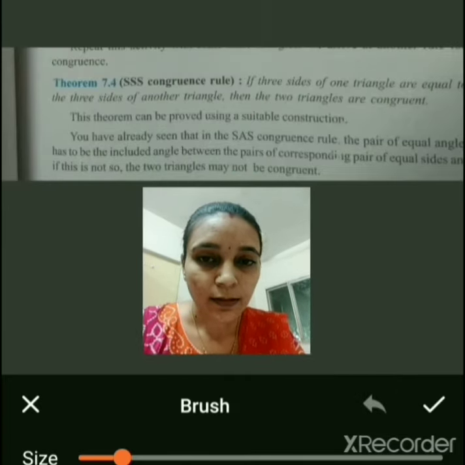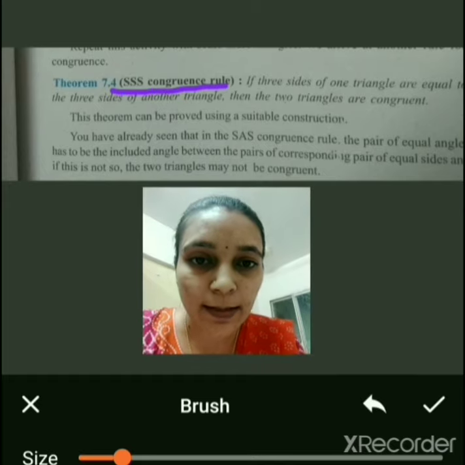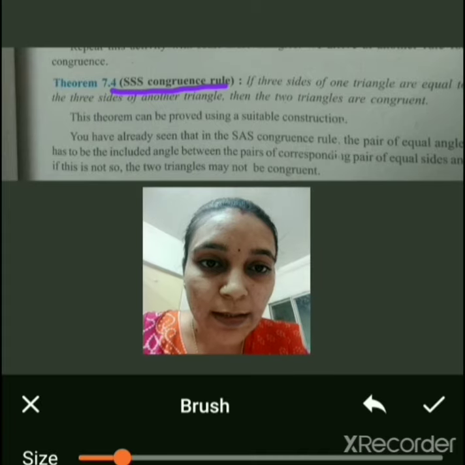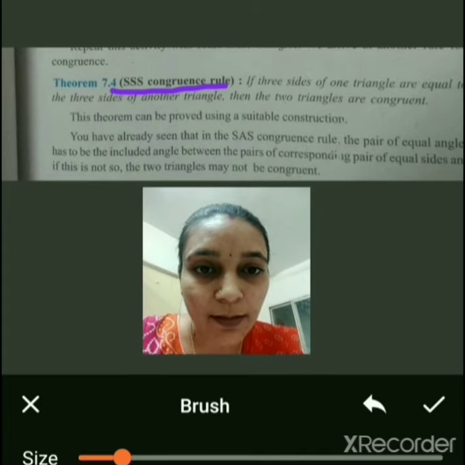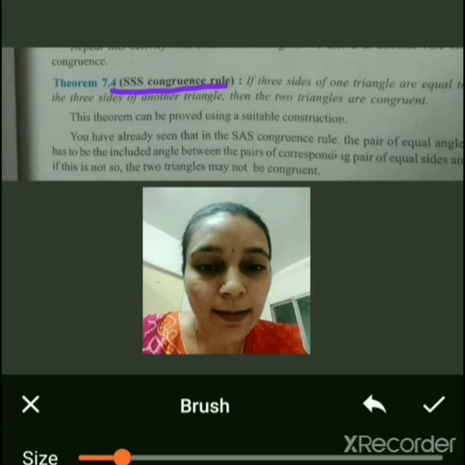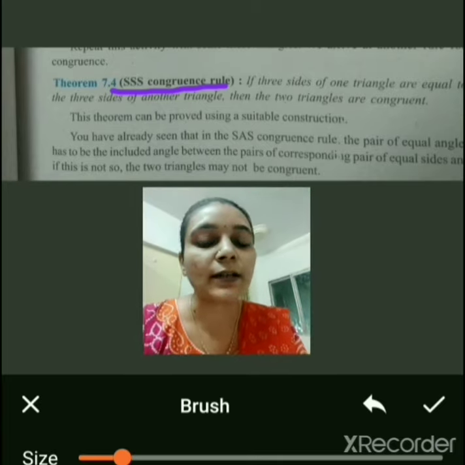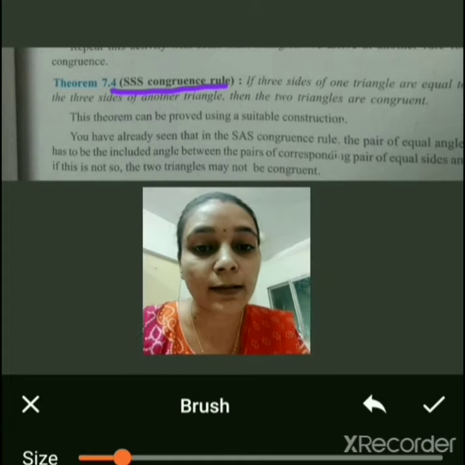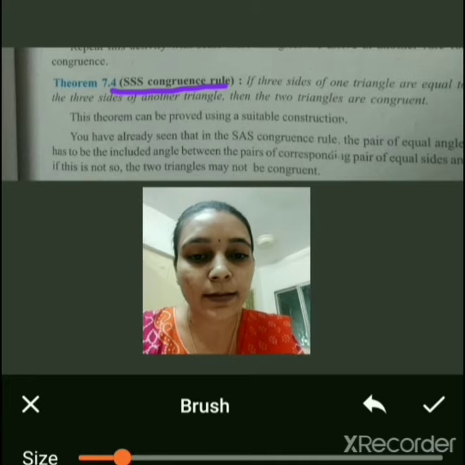The third rule is the SSS congruence rule. SSS congruence rule means if three sides of one triangle are equal to the three sides of another triangle, then the two triangles are congruent, right? It is very simple. If the three sides of one triangle are equal to the three sides of the other triangle, then those two triangles are called congruent triangles, right? Let us understand this by figure also.